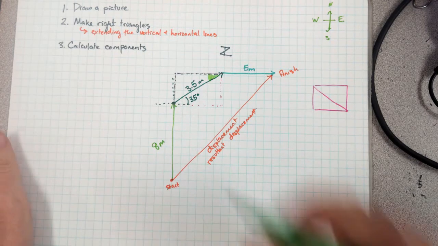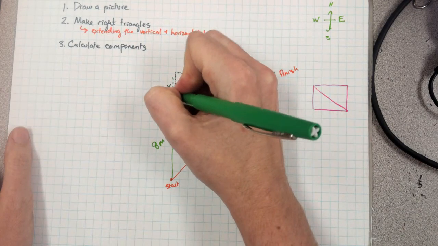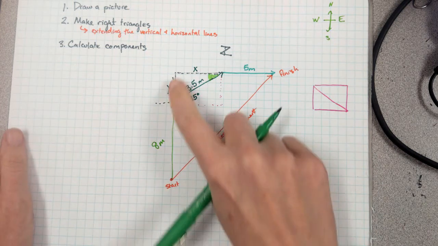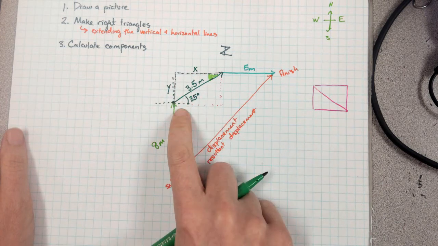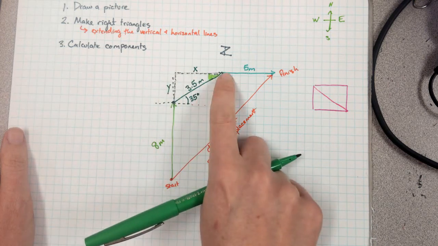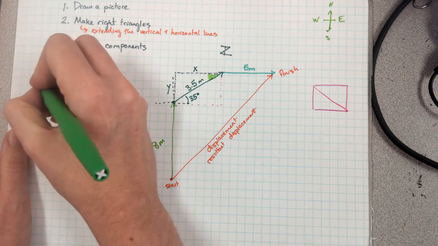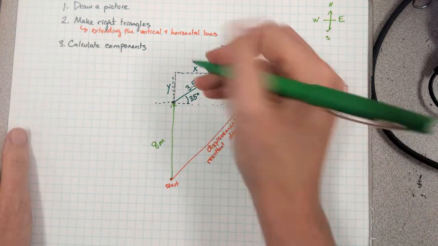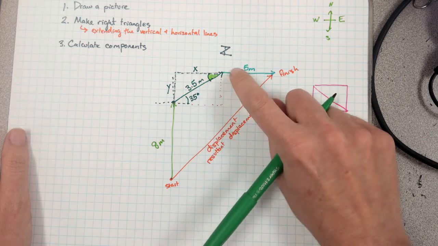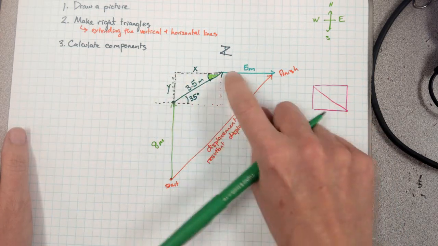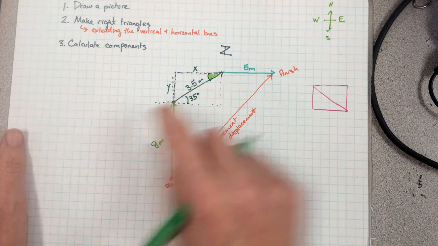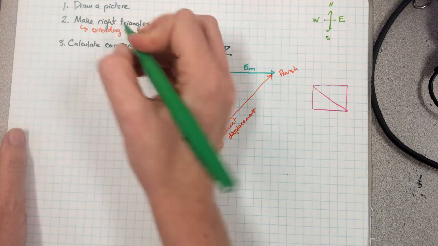So, we need to find some y component and some x component. And remember, just like in math, y is for vertical, x is for horizontal. So, we have an angle, and we know the length of the hypotenuse, right? So if this is a right triangle, we know the hypotenuse. So if we have an angle and a hypotenuse, we need to use trig.